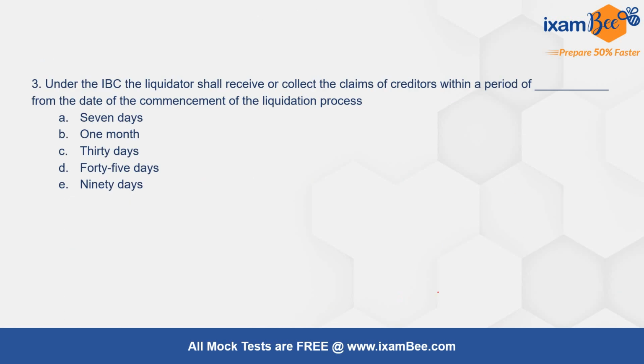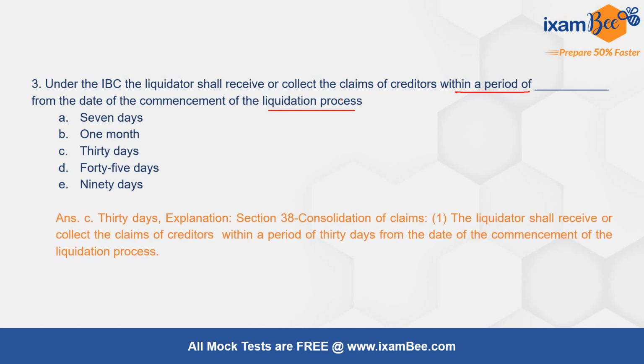Now talking about the IBC: the liquidator shall receive or collect claims of the creditors within a period of dash from the date of the commencement of the liquidation process. So under the code, the liquidator can receive or collect the claims of the creditors within a specified time period from the very commencement of the liquidation process, and what is that particular time period? That is also important with respect to the collection of those claims of the creditors, and that is 30 days. So C is the correct option over here, and section 38 talks about it.